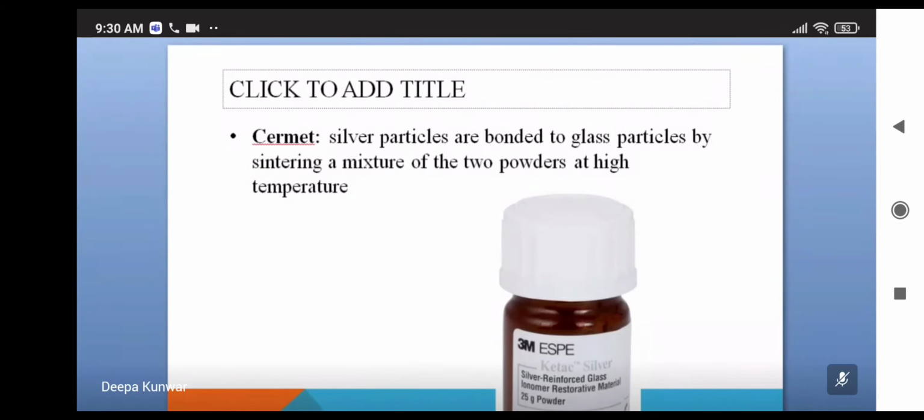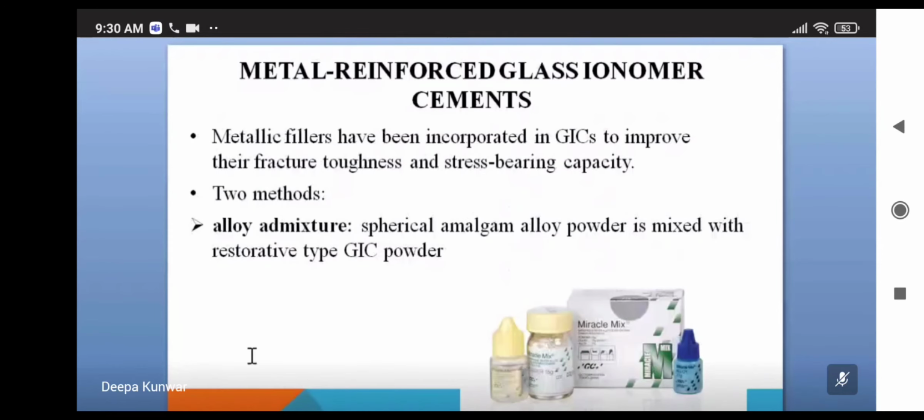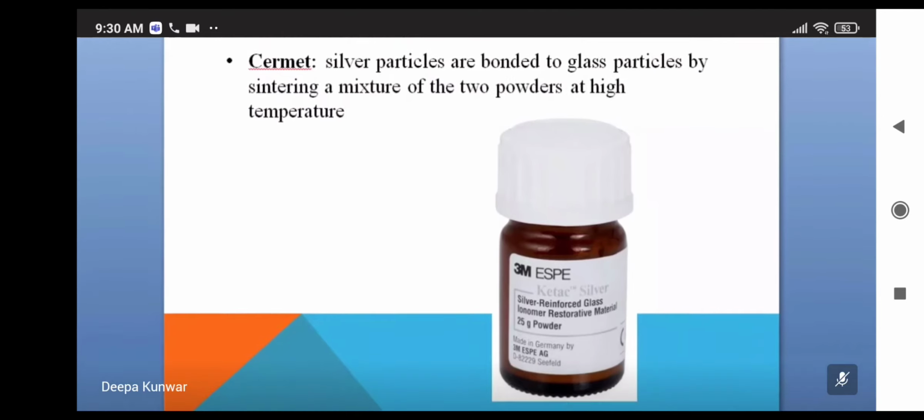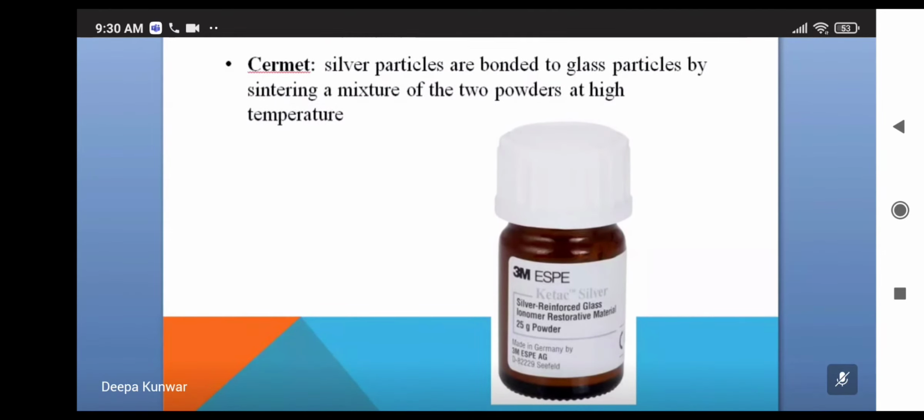Another, we can mix silver particles molded to the glass particles by sintering a mixture of two powders at high temperature, that is cermet. When we go to the miracle mix, it is the mixture of alloy of the amalgam with the glass ionomer cement. And cermet is the mixing of silver particles in the glass ionomer cement at high temperature with sintering.